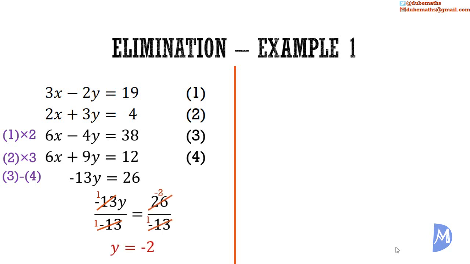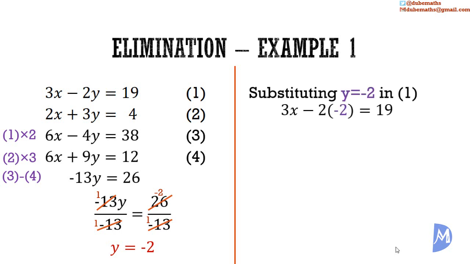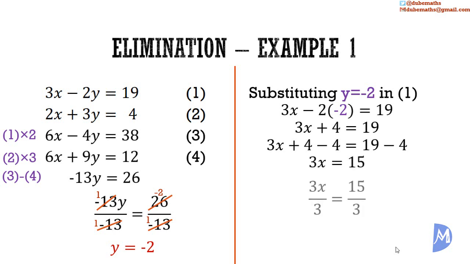Now we're going to substitute y is equal to negative 2 in any one of the equations. Substituting y is equal to negative 2 in equation 1, we get 3x minus 2 multiplied by negative 2 is equal to 19. That is, 3x plus 4 is equal to 19. We're going to solve for x. We're going to subtract 4 on both sides to get 3x is equal to 15. Dividing by 3 on both sides, the 3's cancel. 15 divided by 3 is equal to 5. Thus, x is equal to 5. The solution to this simultaneous equation is x is equal to 5, y is equal to negative 2.